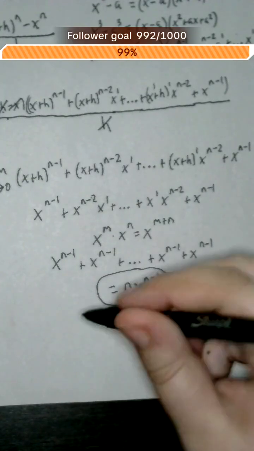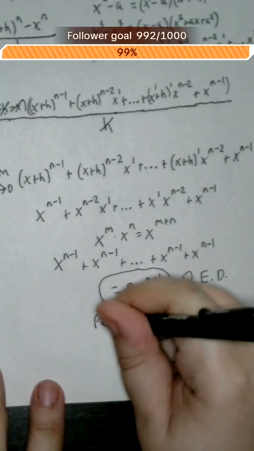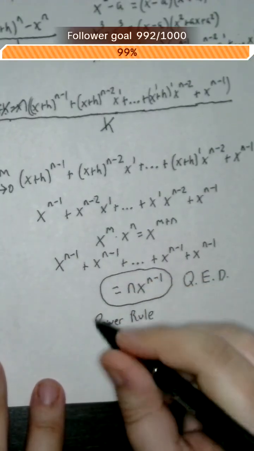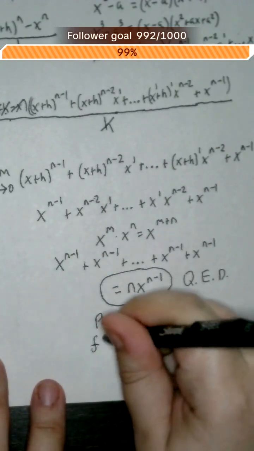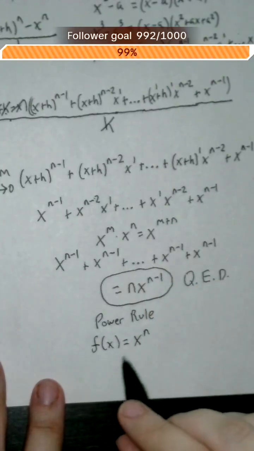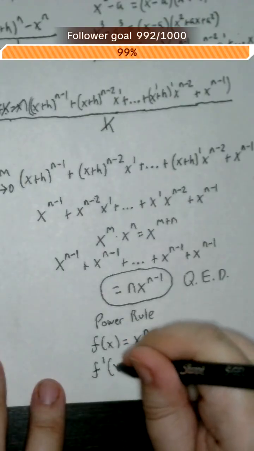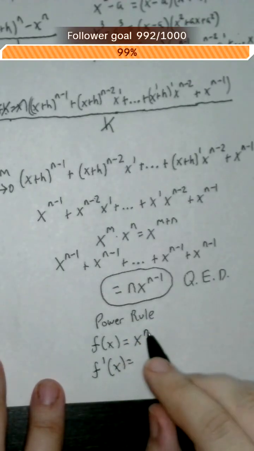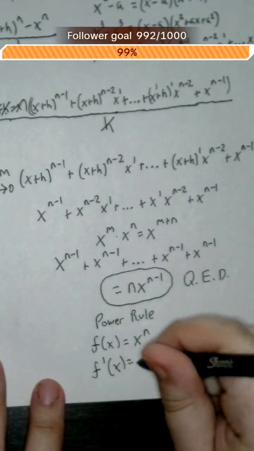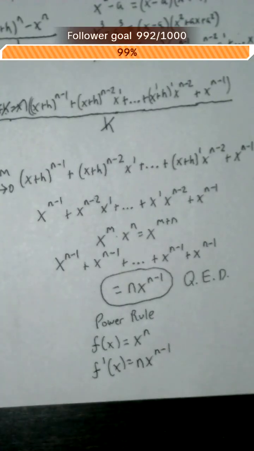So we know now the power rule. And what does the power rule say? The power rule says that if f of x is equal to x to the n, its derivative, or f prime, what I'm going to do is take that n, my exponent, move it out front, and subtract 1 from my exponent.